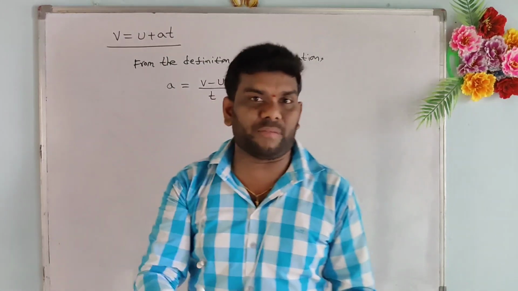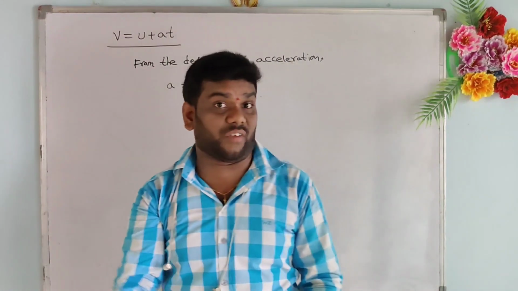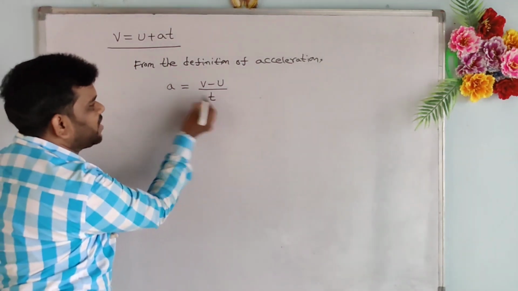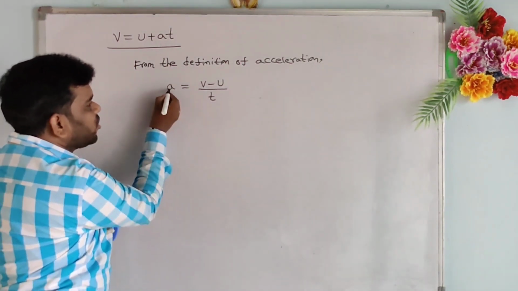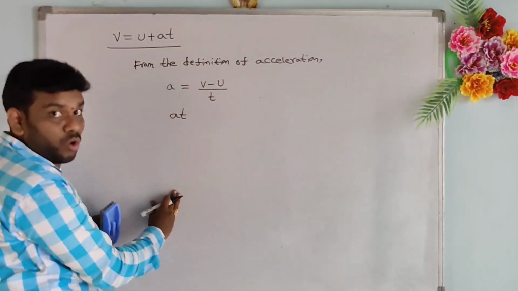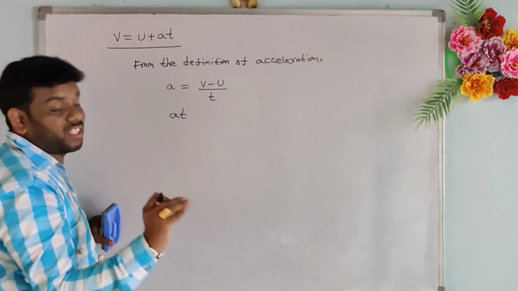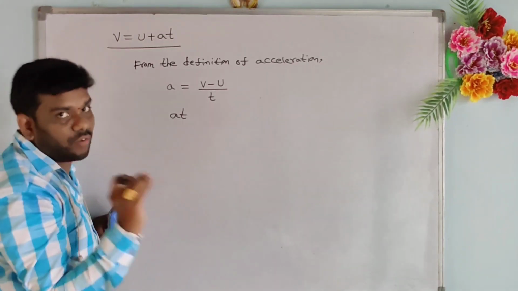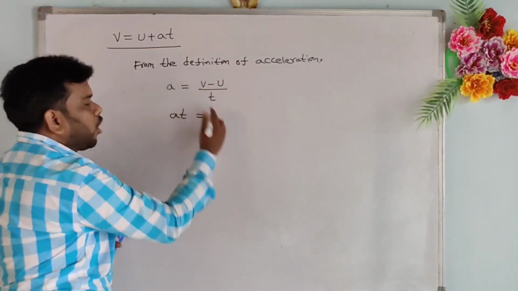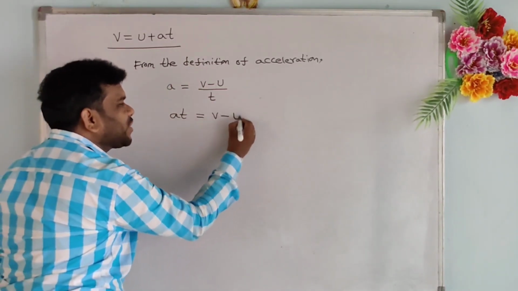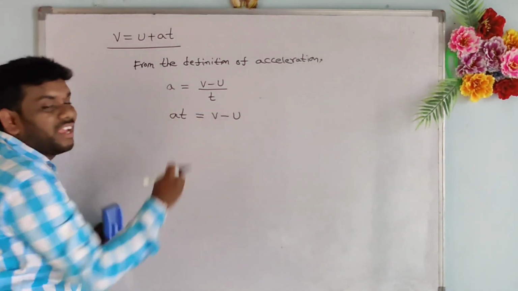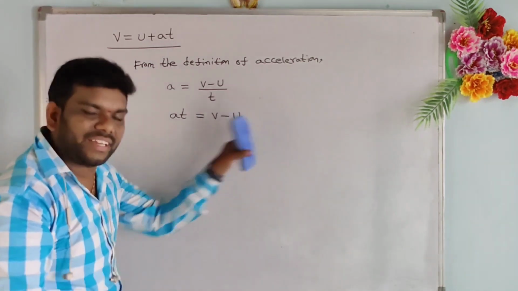T means time, U means initial velocity, V means final velocity, A means acceleration. Now we cross multiply these two terms. This is A into T, AT. Students, with maths calculation, the equation derivation becomes easy. So A into T, AT, is equal to V minus U.